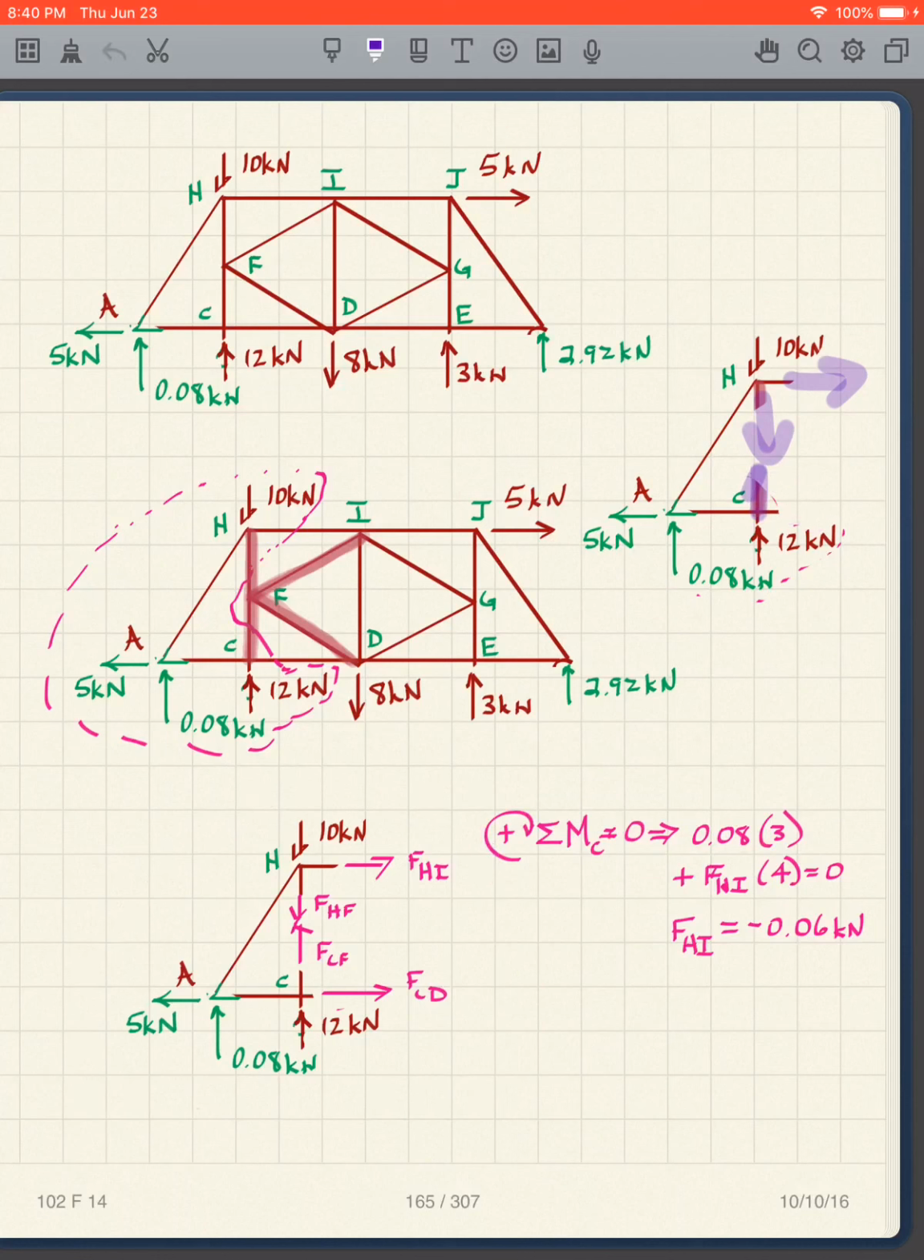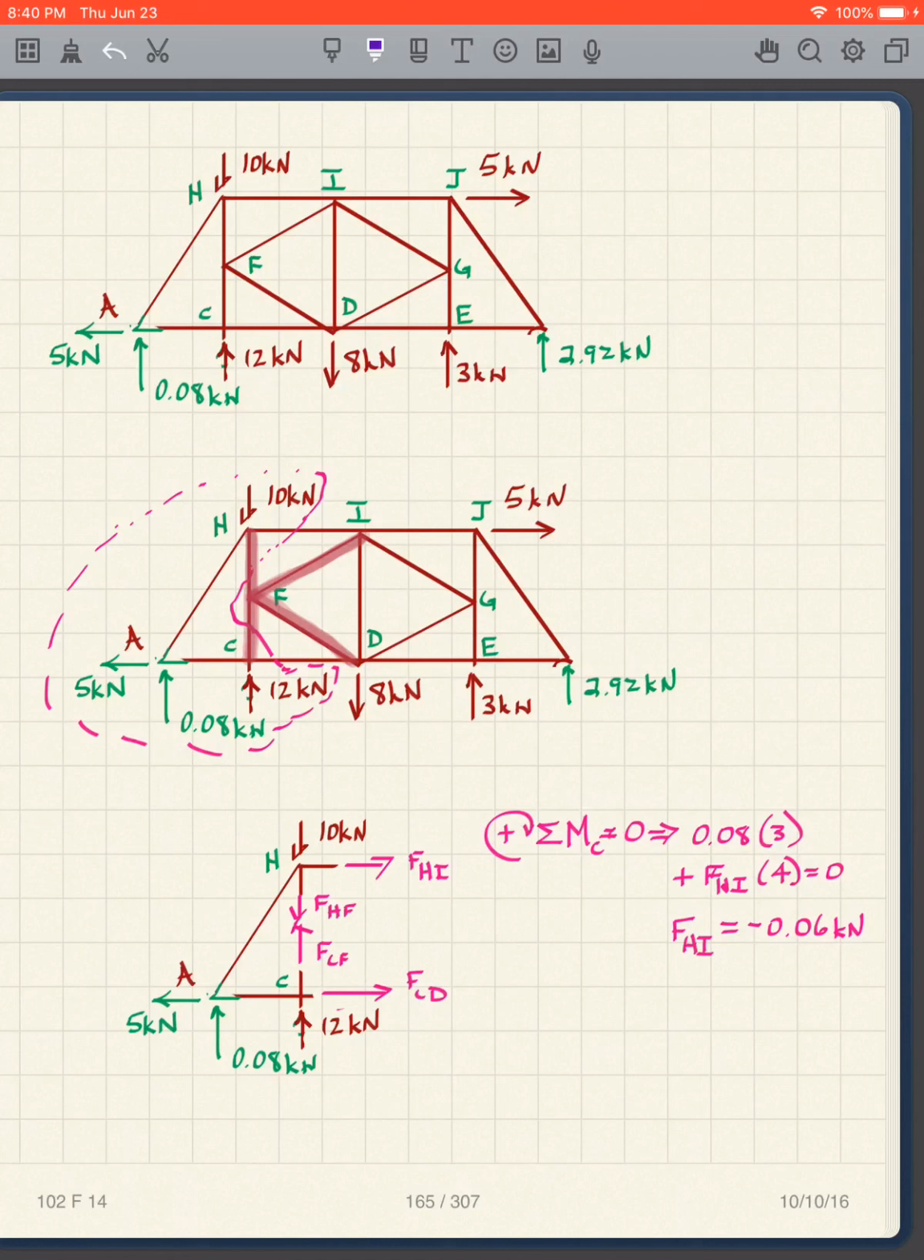So now that I have these four forces here, how can I get FHI? If I take moments about C, what do I see? All these unknowns go through point C, so they're eliminated. And so that's the thing to do, is to make that unusual cut and take moments about C. And it ends up to be extremely straightforward.